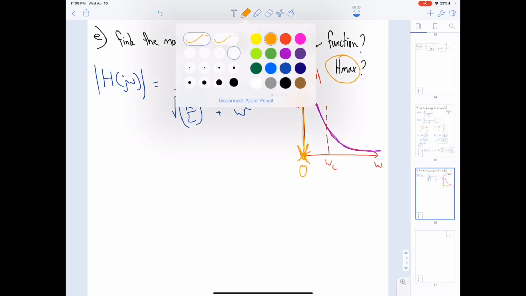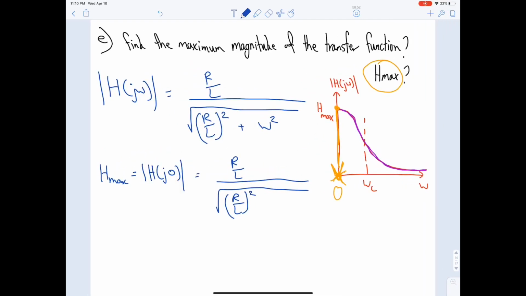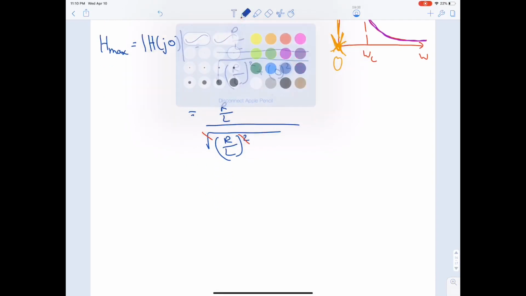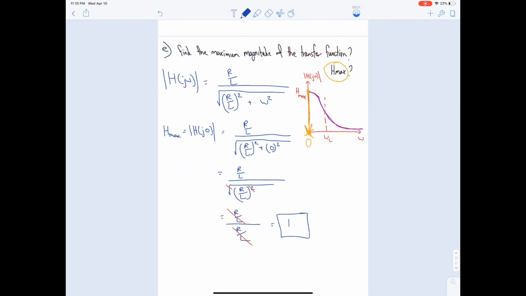So here, what are we going to say? We're going to say that h max is equal to the magnitude evaluated at which frequency? 0. And then we will substitute in 0. Now this should give me 1. Let's see if this will give me 1. Squared plus 0 squared. 0 will disappear, and we're left with r over L squared. The square root and the square will disappear. This will lead to r over L divided by r over L, which cancel each other out, and we are left with 1, the final answer. And we already know this, right? Because it's a passive filter.